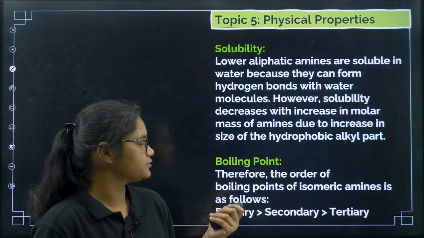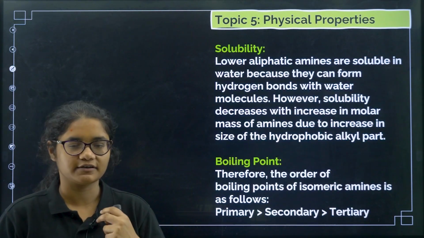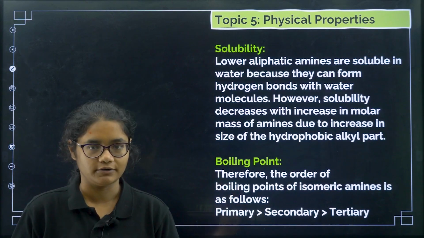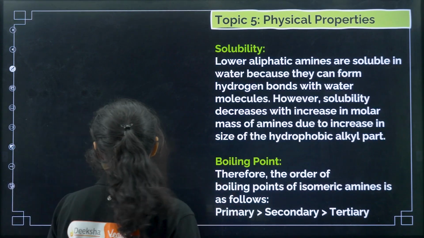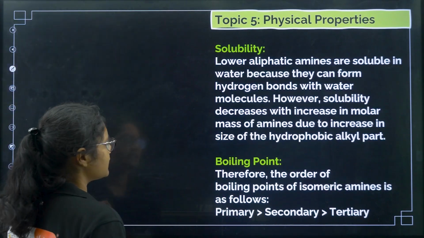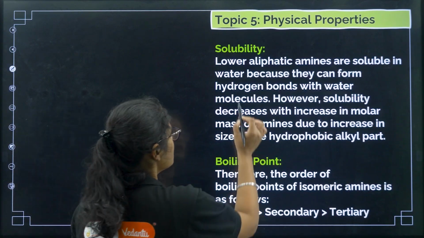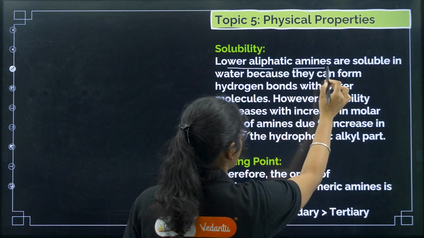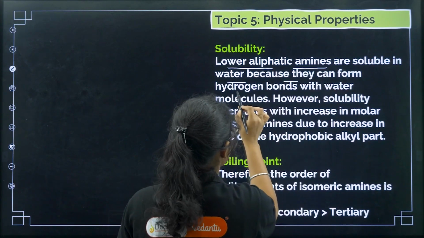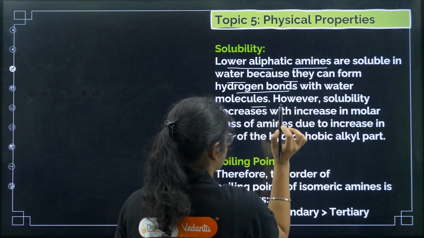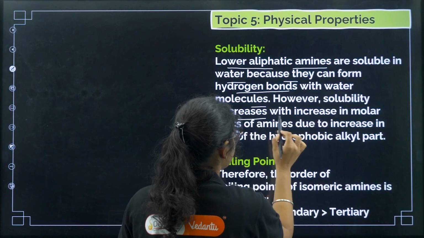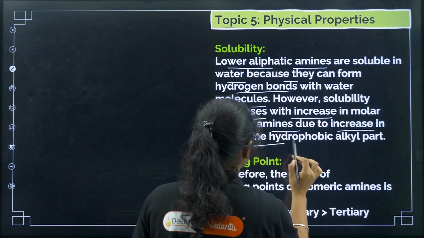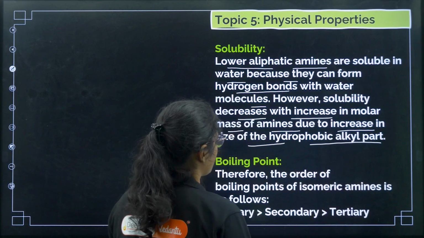Now coming to the first topic, physical properties. Generally in physical properties we talk about solubility and boiling point. Coming to solubility, amines are able to form hydrogen bonds. As you have studied in other cases, lower aliphatic amines are soluble in water because they can form hydrogen bonds with water molecules. However, solubility decreases with the increase in the molar mass of the amines due to the increase in the size of the hydrophobic alkyl part.